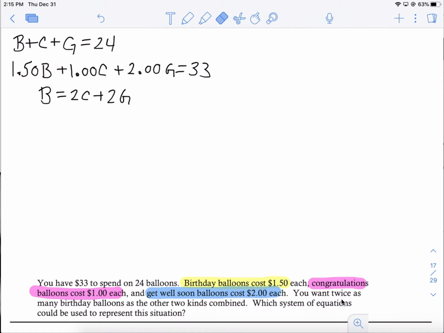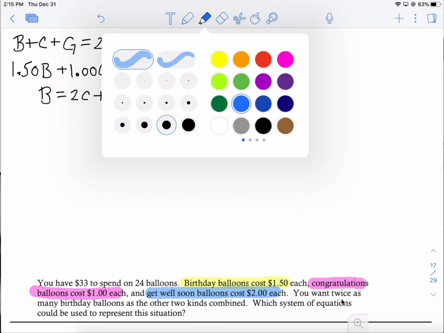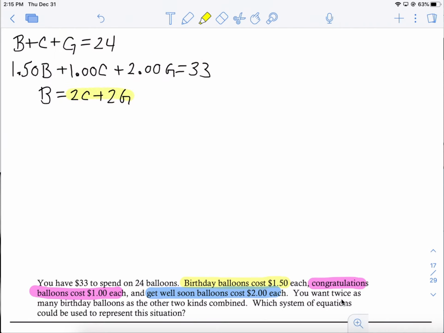First of all, I'm going to remind you that we can use substitution. We don't have to use elimination all the time. So from the start, I'm going to substitute this part in for everywhere that I have a B. Second thing is I'm going to remind you that you do not have to write 1.00. That is the same as just saying 1C. Also, you don't have to say 1.00G. You can just say 2G. Okay, so as I write these out, I'm going to simplify them just a little bit.